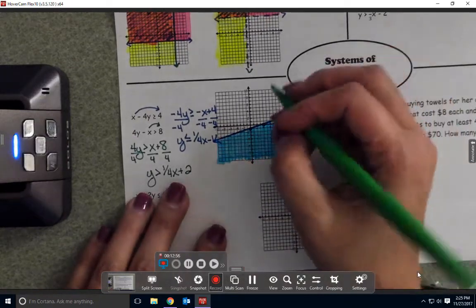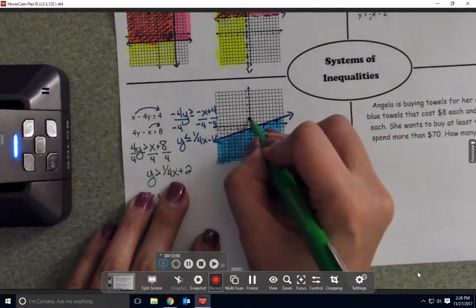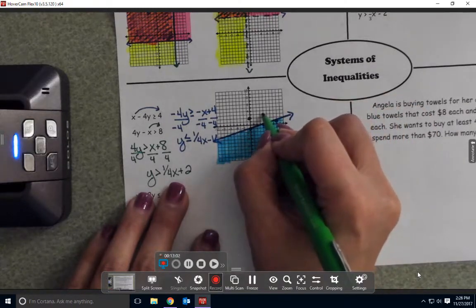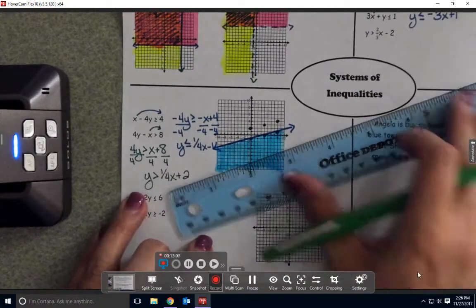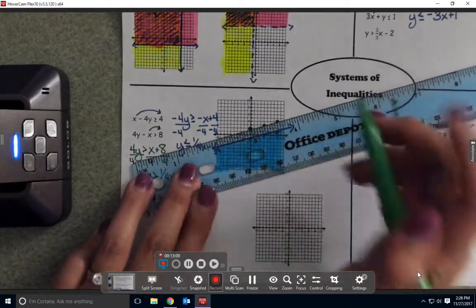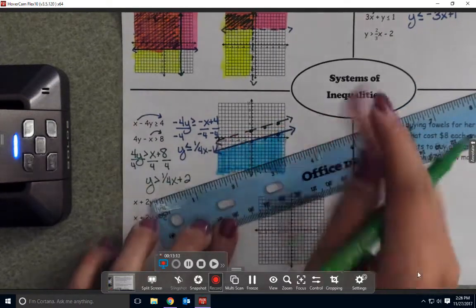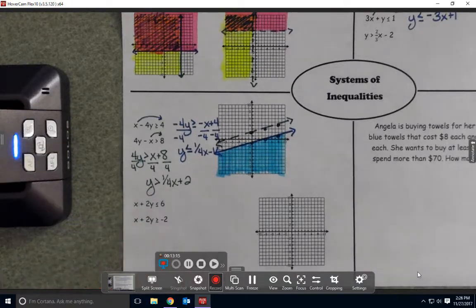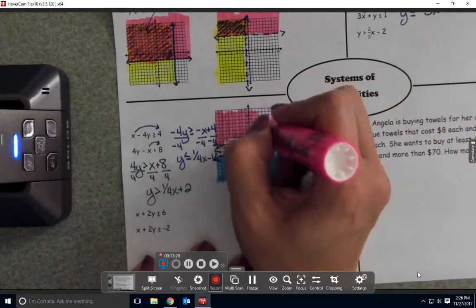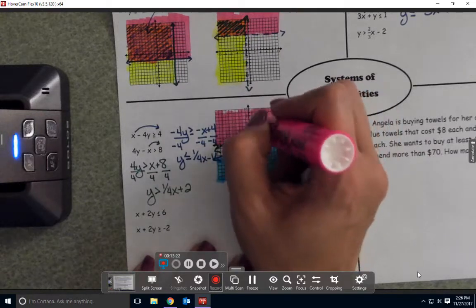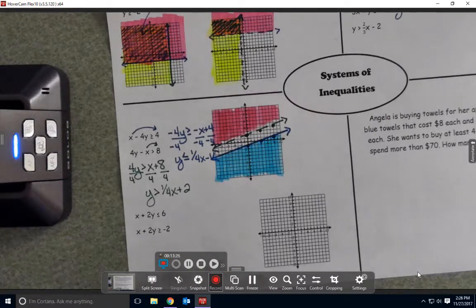So graphing this one, I'm starting up here at 2. Then my slope is 1/4. So I'm going up 1 over 4. And it's going to be a dotted line because it's not equal to. And then this one is greater than or equal to that line, so that's going to be everything that's shaded above that line. So now looking at this, remember when we're graphing systems of inequalities, you're looking for the shaded part that they have in common.